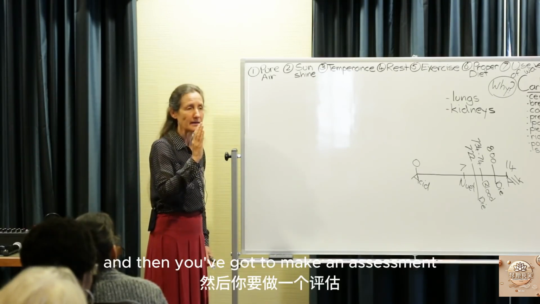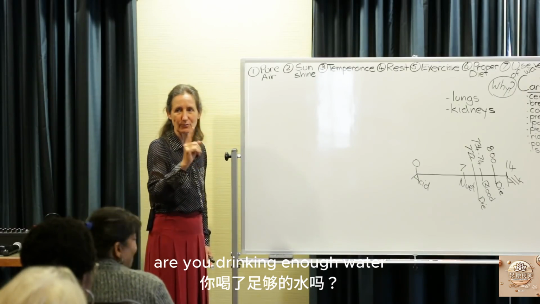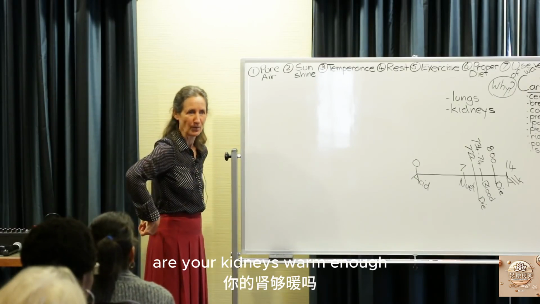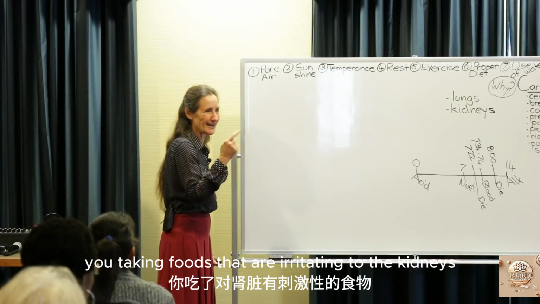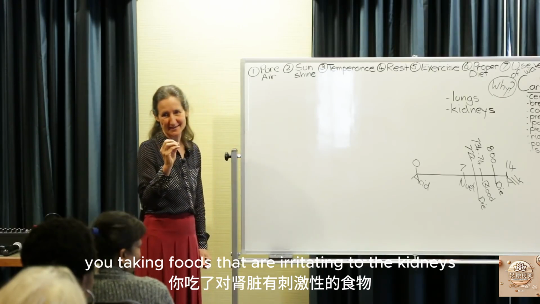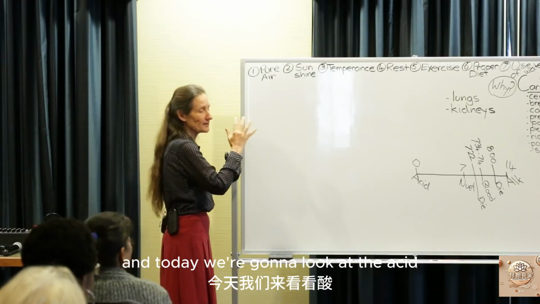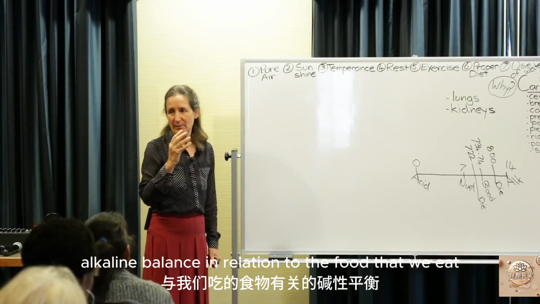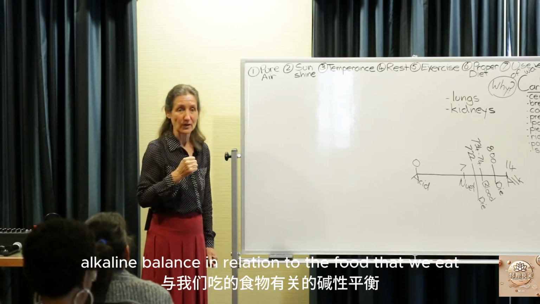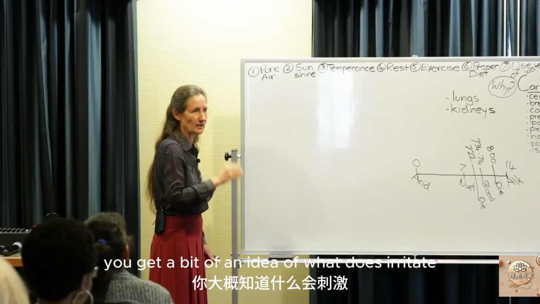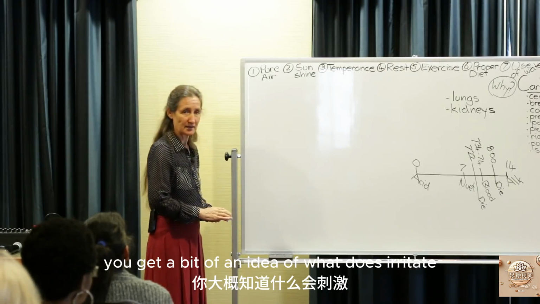And then you've got to make an assessment. Are you drinking enough water? Are your kidneys warm enough? Are you taking foods that are irritating to the kidneys? And today we're going to look at the acid-alkaline balance in relation to the food that we eat. And when you see that, you'll get a bit of an idea of what does irritate the kidneys.